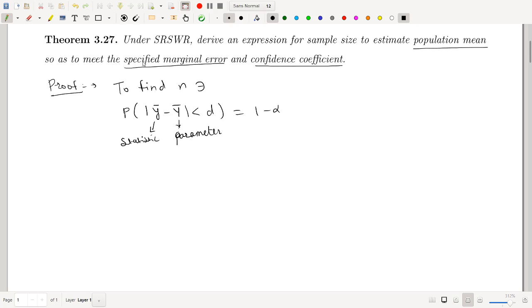So, as to meet the specified marginal error means, the marginal error is the statistic minus parameter, and this is specified: it is less than d. This d is given. And confidence coefficient means here we are 100 into 1 minus alpha % confident that the probability of modulus y bar minus capital Y bar being less than d holds. So the confidence coefficient means this one.